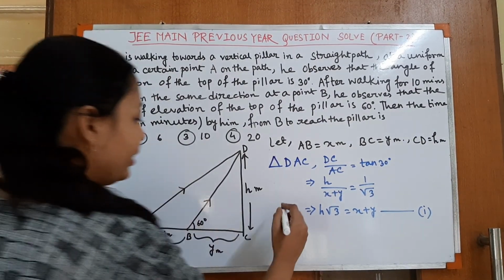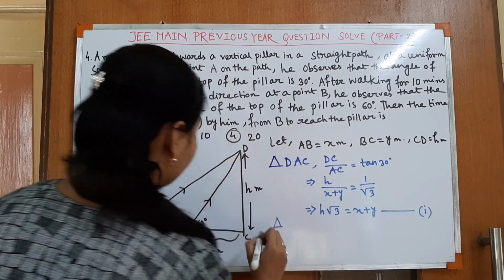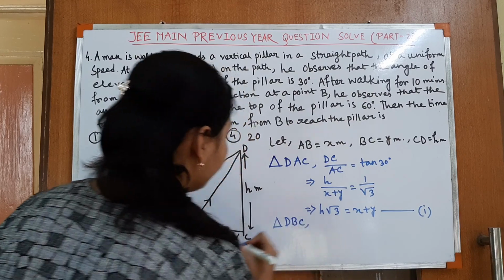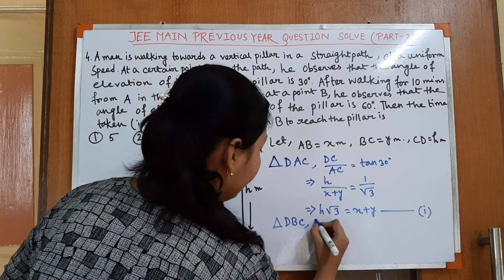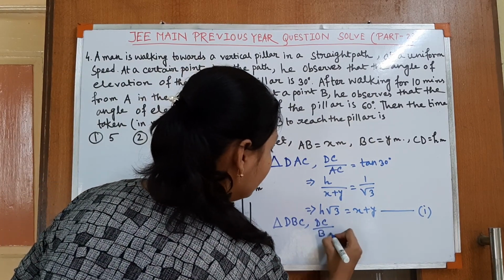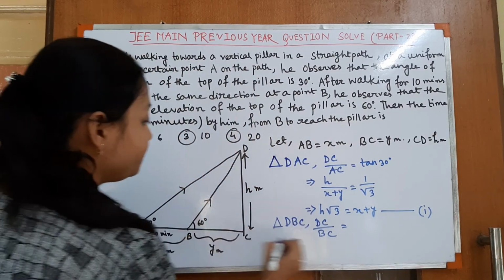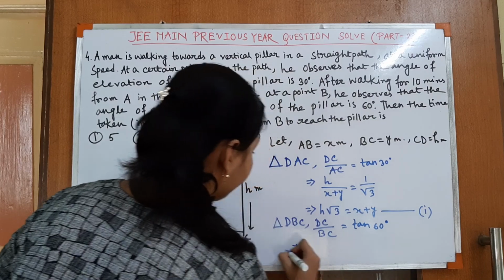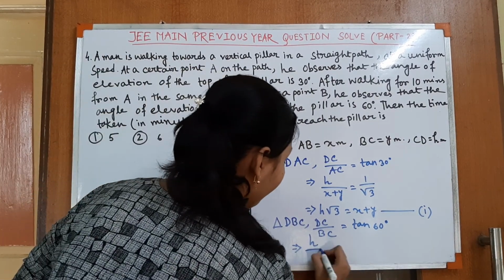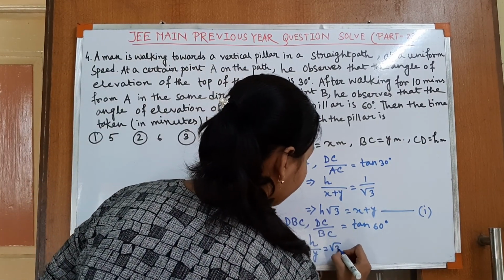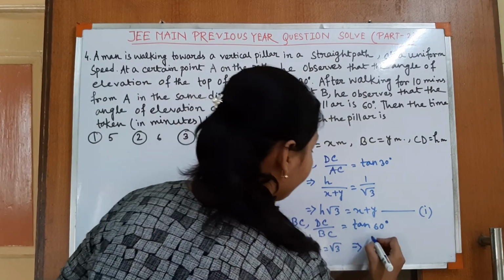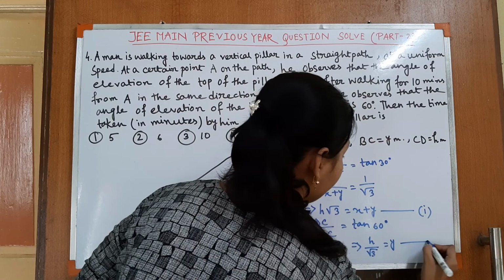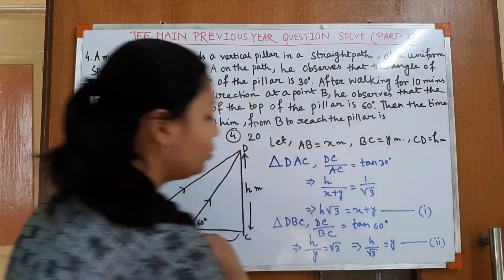Next, from triangle DBC we get DC by BC equal to tan 60 degrees. h by y equal to root 3, that is h by root 3 equal to y. This is our equation number 2.